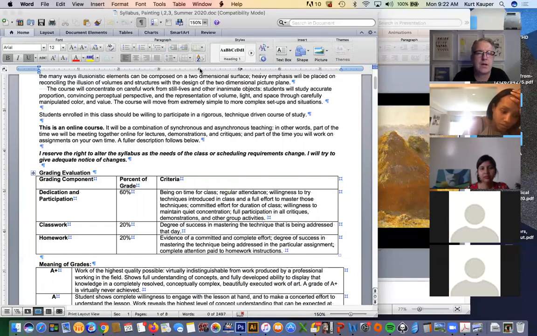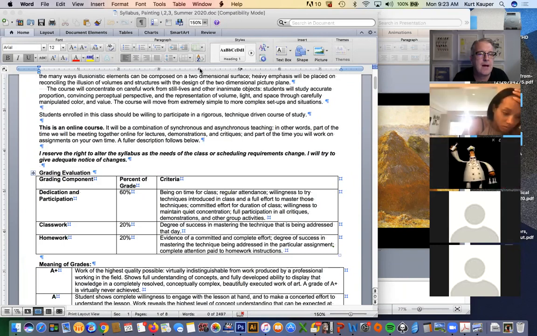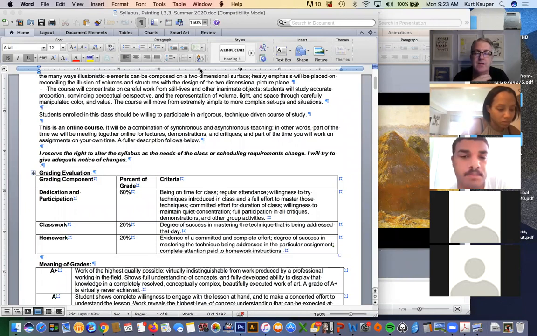So classwork is 20%, meaning the degree of success in mastering the technique that's addressed in class. I actually should use the phrase learning outcomes, even though I hate that phrase. That's one of these new education phrases, but you guys all may have encountered that more frequently. And then homework, I actually don't give a lot of homework in this class, or at least in the traditional sense, but that would be 20% of your grade.